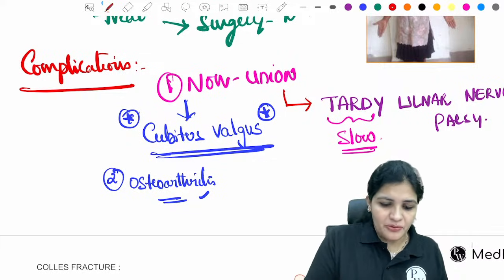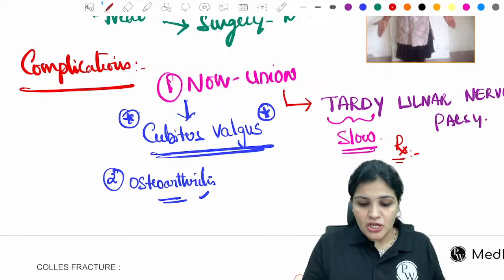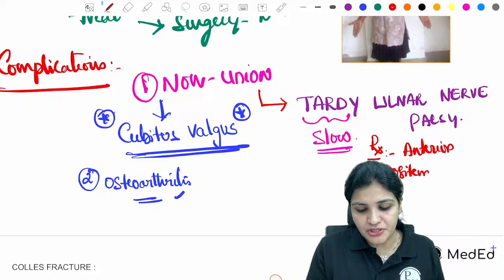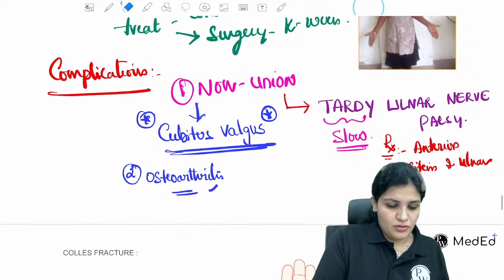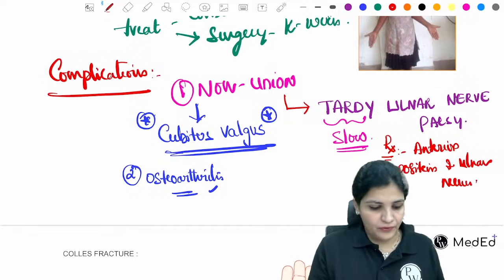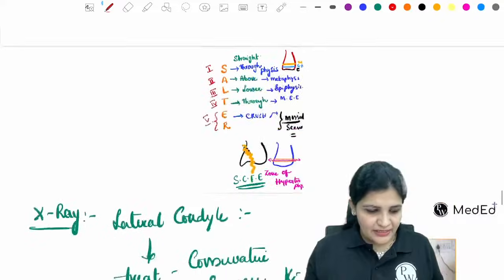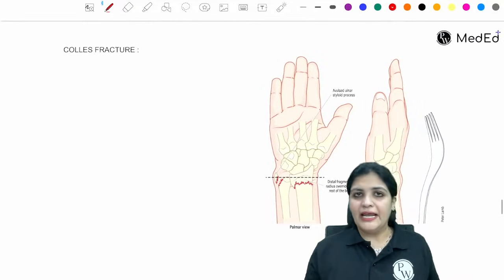Now, what would be the treatment for this tardy ulnar nerve palsy? Just to complete the treatment of complications, it is called anterior positioning of the ulnar nerve. They will try to reposition the ulnar nerve, which is called anterior positioning of the ulnar nerve, right? If you remember that, it's well and good. Okay, that completes the lateral condyle. So that is about the supracondylar and lateral condylar fractures.